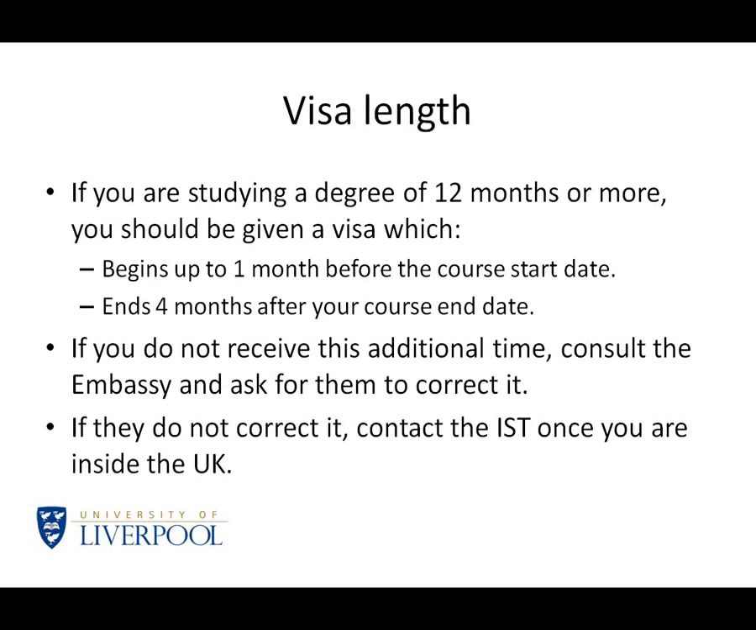So if your visa is successful, you may be wondering how long a visa you'll be given. If you're studying a degree course of 12 months or more, you should be given a visa which begins up to a month before the course start date. So it gives you plenty of time to settle in the UK before starting your course. And the visa should end 4 months after your course end date. So that should give you enough time to attend your graduation and to book a flight and pack up your belongings. So you're not expected to leave the UK very, very soon after your course finishes.